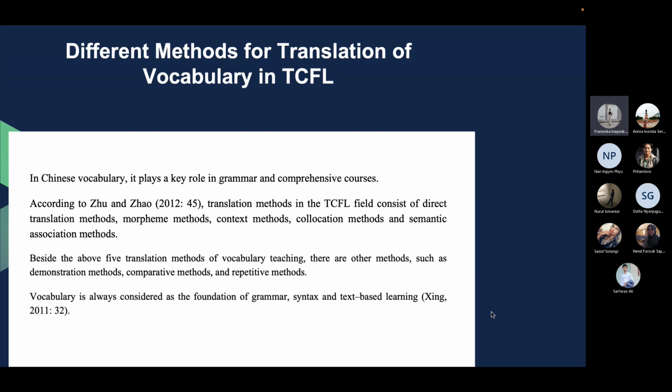Next, the morpheme method is used to explain compound words by their morphemes. In Chinese, a single morpheme refers to a single Chinese character, and a compound word is a word that includes more than one such character. So the meaning of the compound word can be explained according to each component.